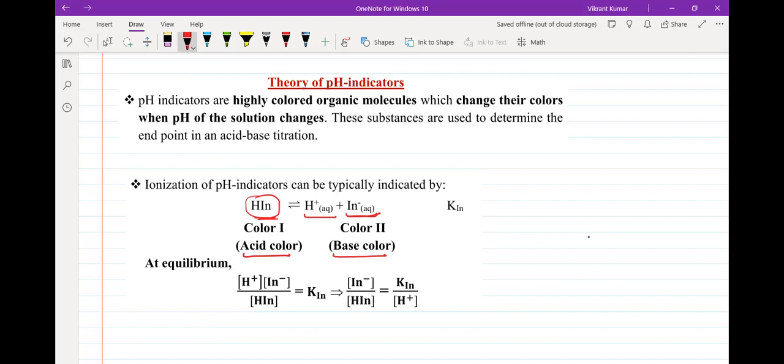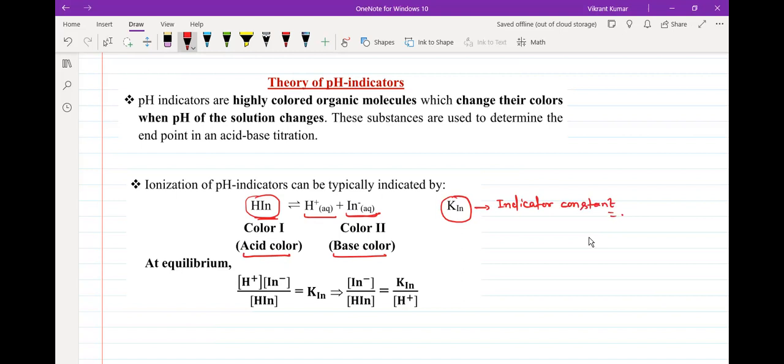ठीक है? यहाँ तक any doubt? So if you see whatever equation we have got, H plus into In minus by HIn is giving you KIn. KIn is called here, जैसे equilibrium constant कहते थे वैसा ही इसको we call it indicator constant. So In is not indium, पहली बात. ठीक है, indium is an element. तो In से ऐसा मत समझ लेना कि we are talking about some H In where In is indium. It is indicator का representation है.